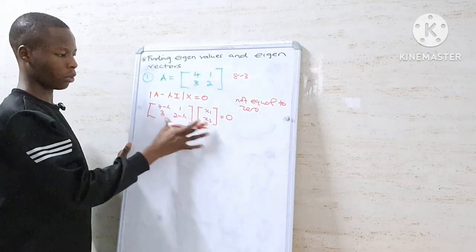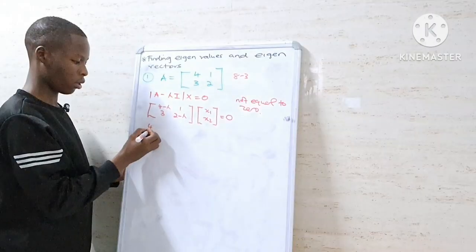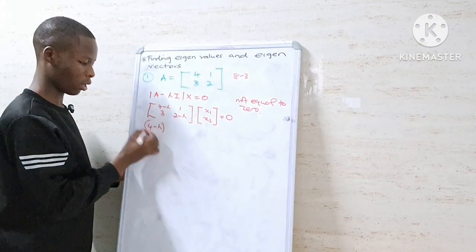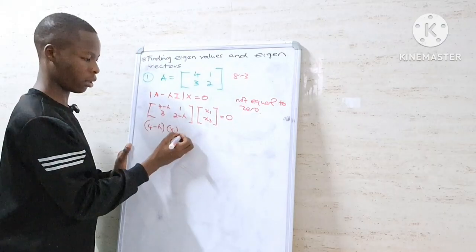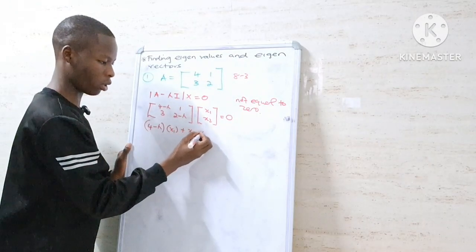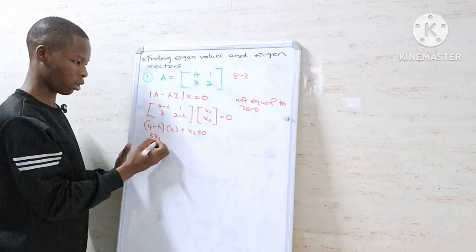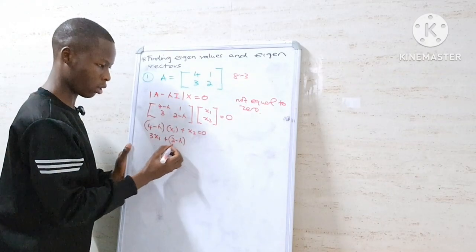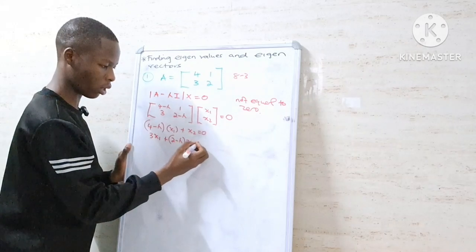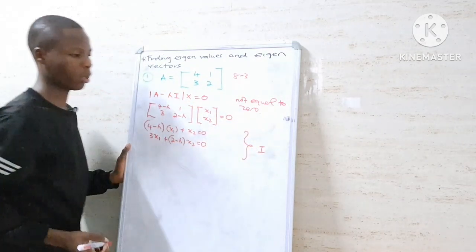Now you multiply rows by column. This is 4 minus lambda into x1 plus x2 is equal to 0. This is 3x1 plus 2 minus lambda into x2 is equal to 0. These are equations 1.